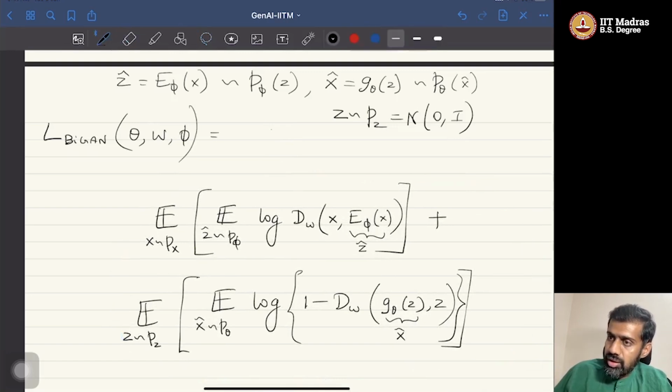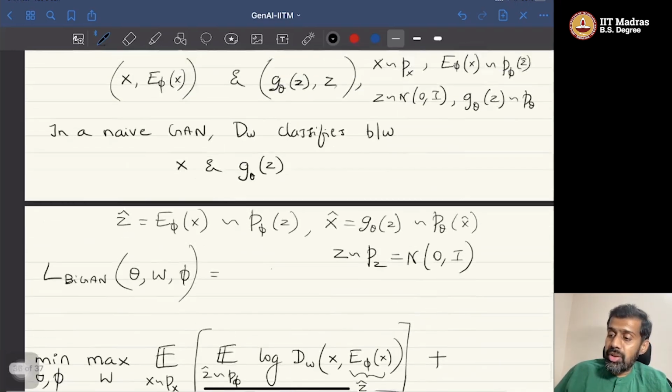So we want this entire thing to be minimized with respect to the generator parameter theta and the encoder parameter phi, and we want this to be maximized with respect to the discriminator parameters w.